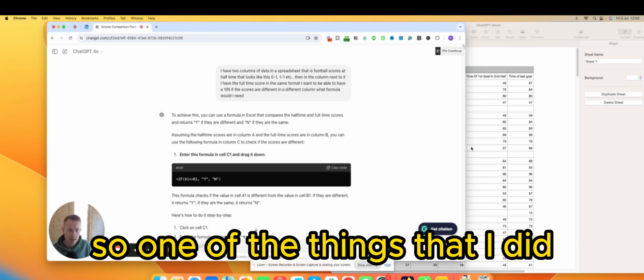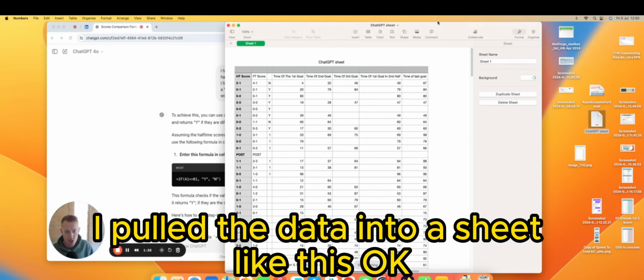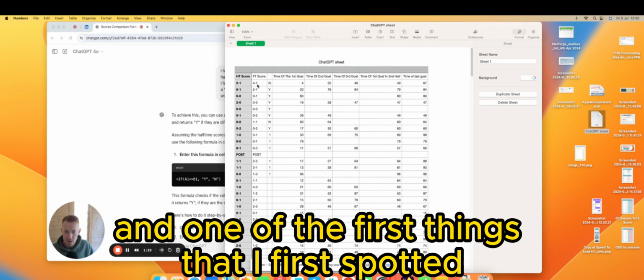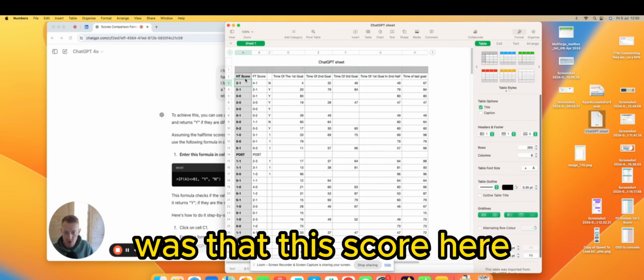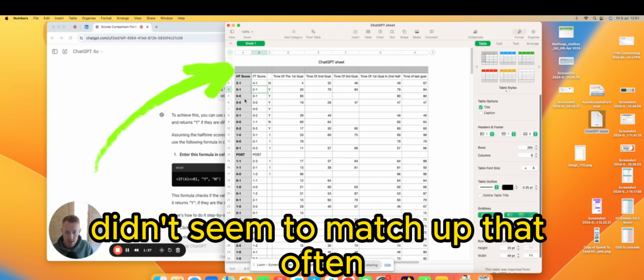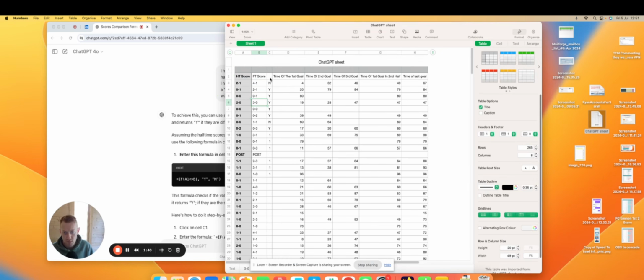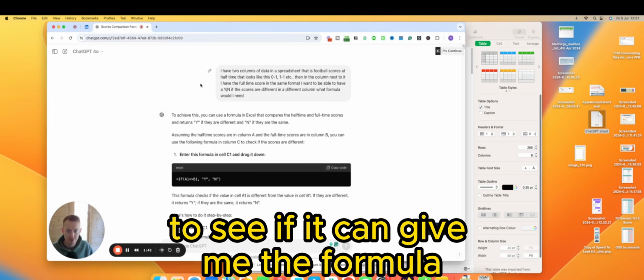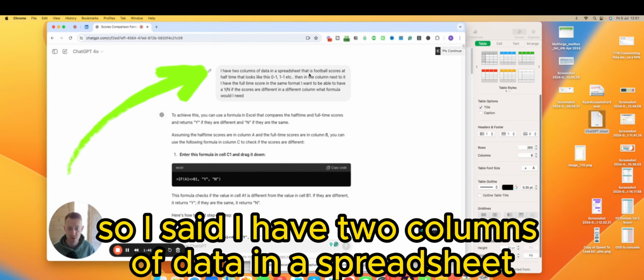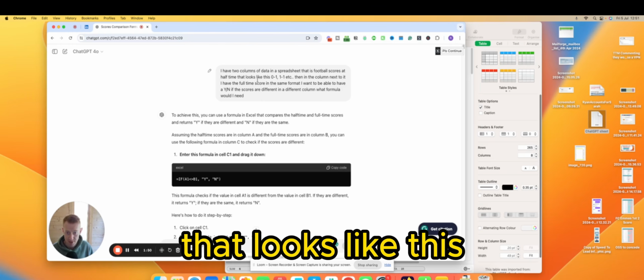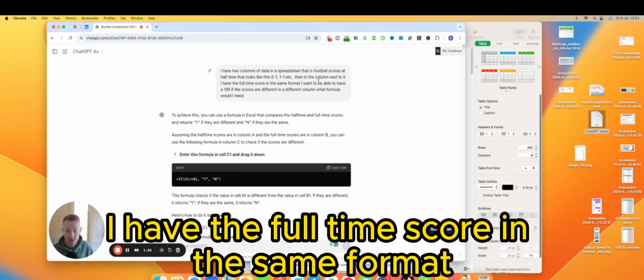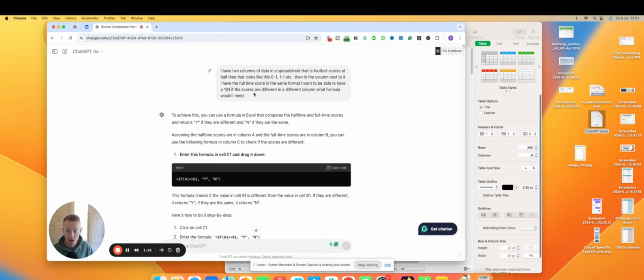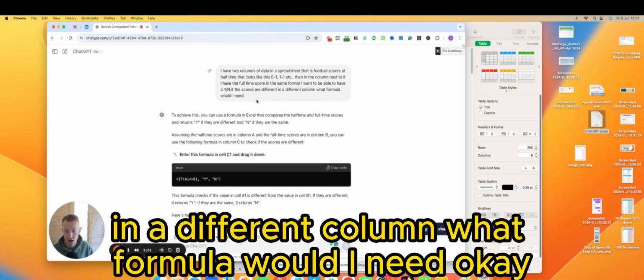So one of the things that I did, I pulled the data into a sheet like this, okay? And one of the first things that I spotted was that the halftime score and the full-time score didn't seem to match up that often. So I thought, why don't I go to ChatGPT and see if it can give me the formula? So I said, I have 2 columns of data in a spreadsheet that is football scores at halftime that looks like this. Then in the column next to it, I have the full-time score. In the same format, I want to have a yes, no in a different column to see which scores are different. What formula would I need?